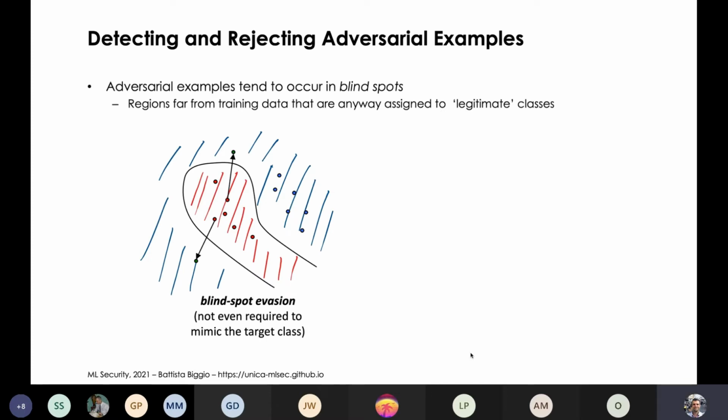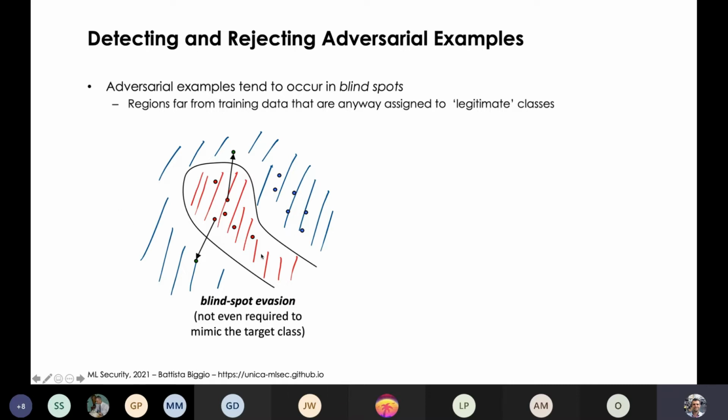So here I just have this representation to give you an idea of the problem. Let's say you have two classes, red and blue, as you see here. If you train a standard classifier, this will just split the space into two classes. And for every point in this space, the classifier is obliged to make a decision. So even if I put something very far from the rest of the data here, this is classified as blue, for instance, in this specific case.